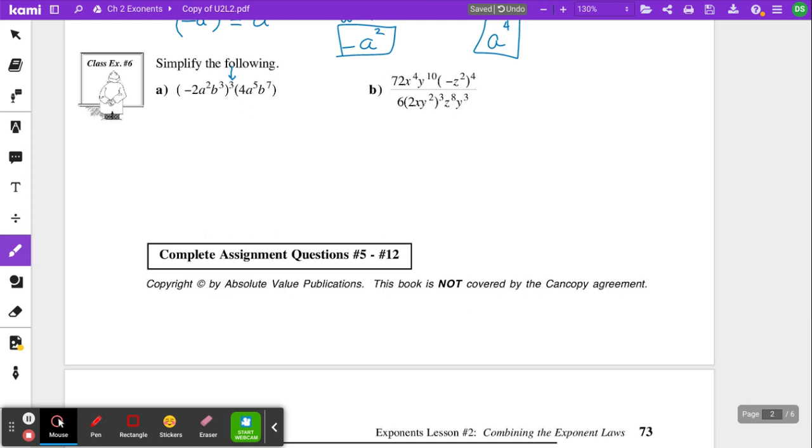So -2 cubed is -8. A squared cubed is A to the 6. B cubed cubed is B to the 9. Okay, copy. You haven't done anything with it, so copy it down.